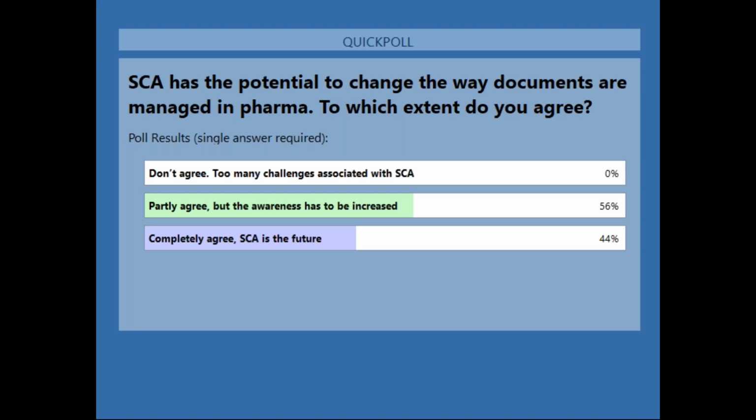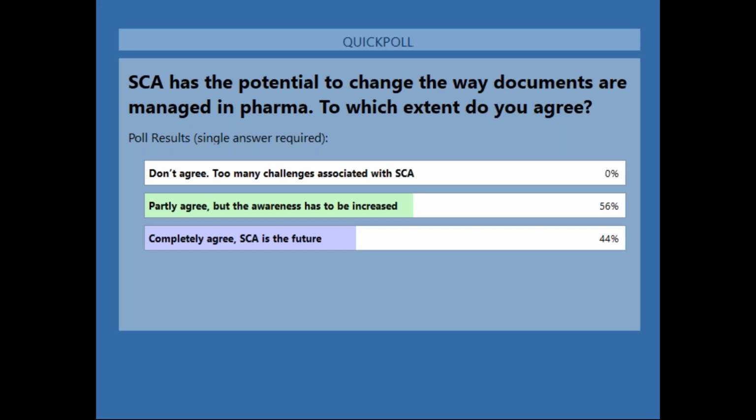Okay, so interesting. Nobody actually in this current group said that you don't agree, that you think that there are too many challenges. The highest number of you is saying we partly agree, but there is a lot of awareness to be done. And there is 44%, which is a very significant portion, that really believes structured content authoring is the future.